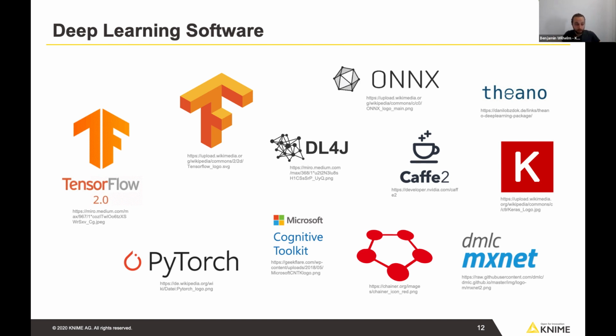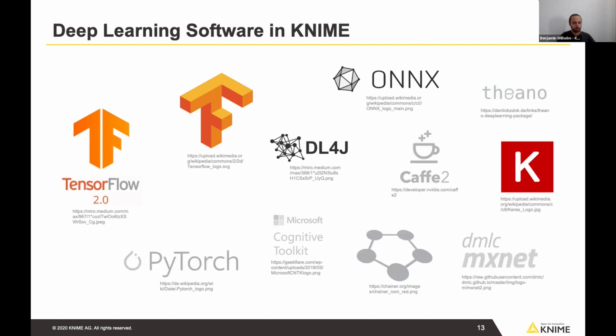So with the interest in deep learning, there are also many deep learning frameworks that came. And here we can see hopefully the most important ones that are available out there. And we integrated some of them in KNIME. So they are marked here. So TensorFlow and TensorFlow 2, we integrated Deeplearning4J, ONNX, and most importantly, Keras, because Keras is used for our high level, very easy to use deep learning integration in KNIME.